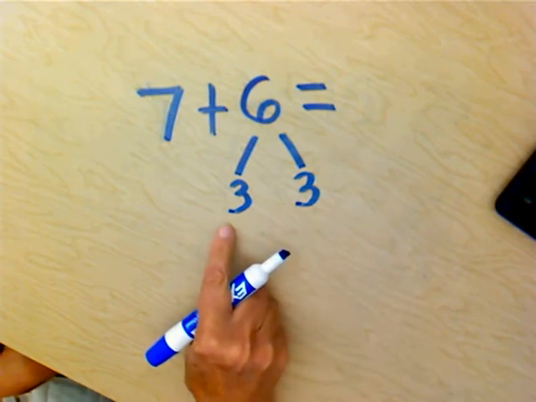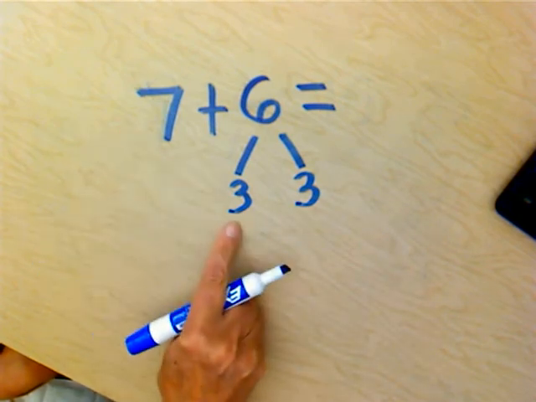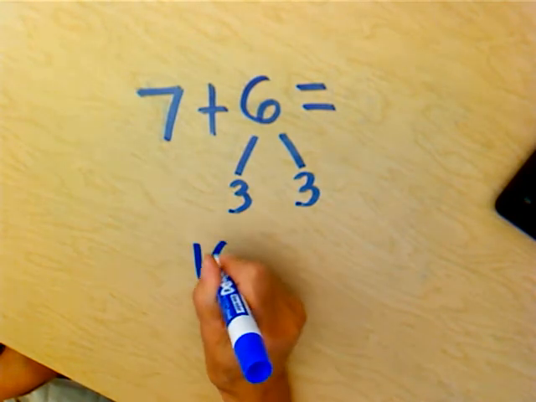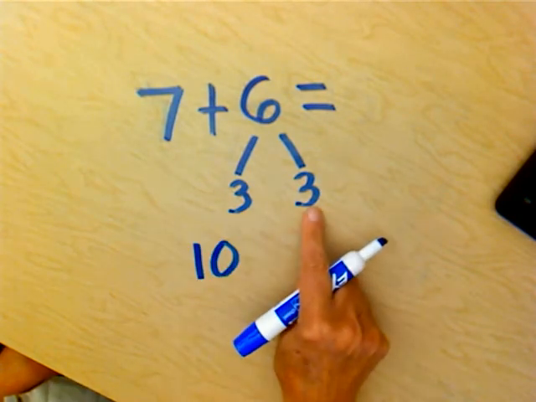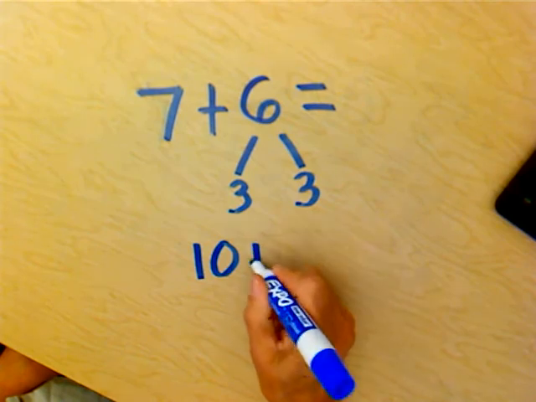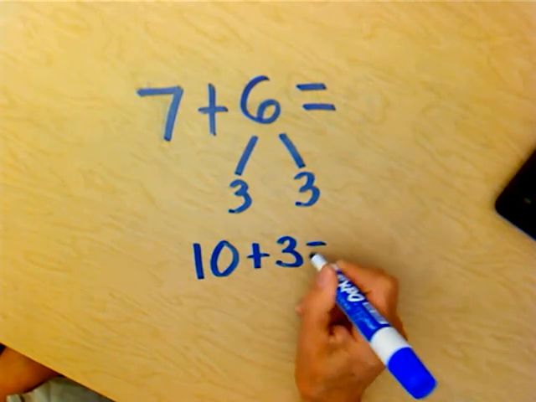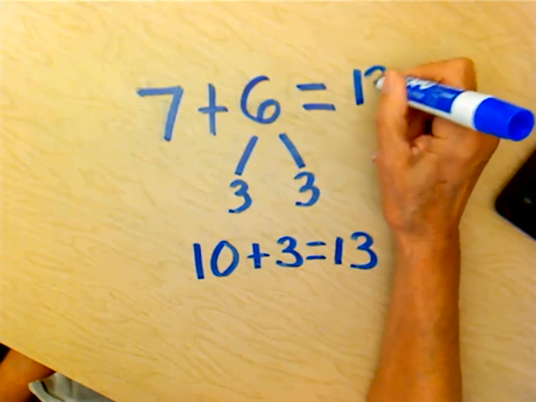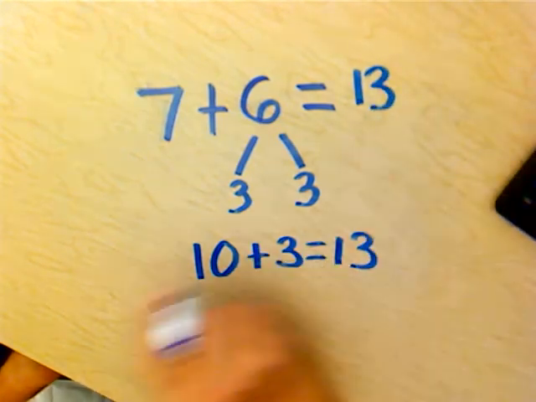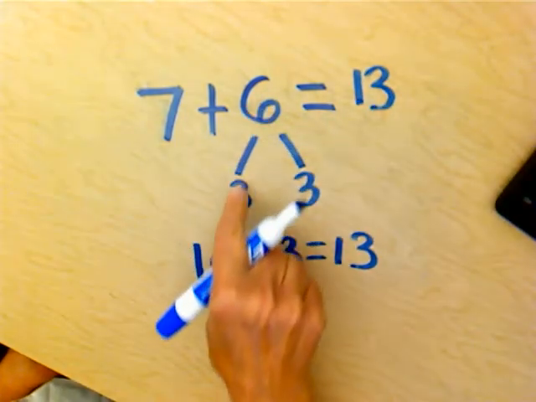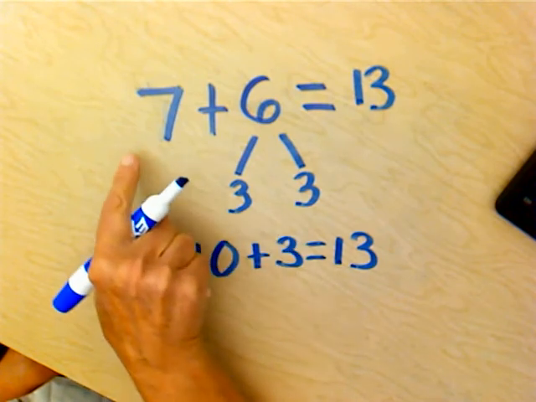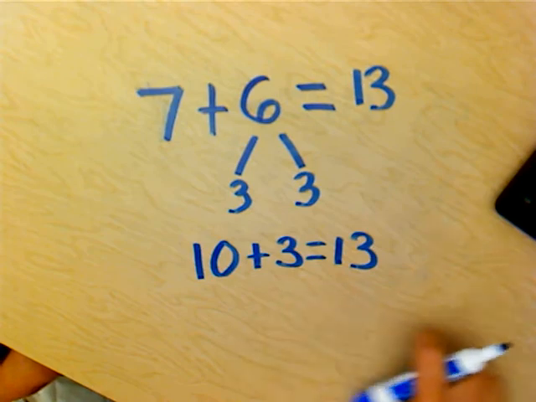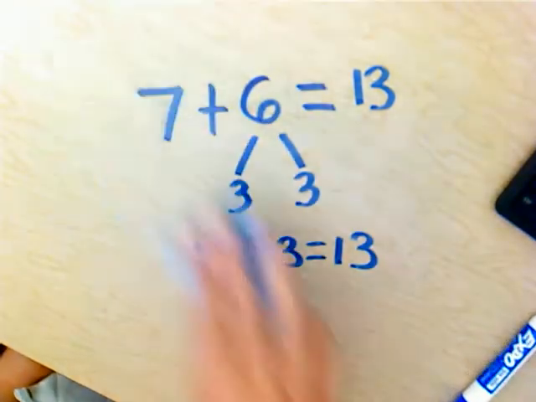Now it's easy for me to make a group of 10. 7 plus 3 is 10, and adding 10 to the 3 I haven't used yet gives me 13. So if you said 7 plus 6 is 13, you are absolutely correct. And how do I know that? Because I took some away from that 6, added it to 7 so I could get 10, then adding the rest of those 3 becomes very easy.